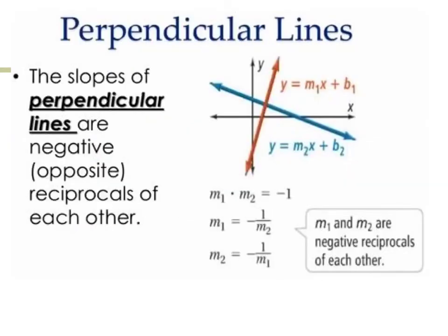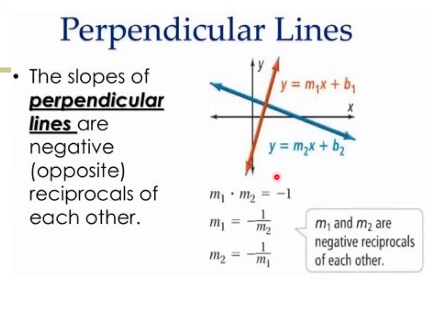Looking at perpendicular lines, when we're writing equations of lines that are perpendicular to another line, our slopes are negative opposites. They are also reciprocals of each other. So what I mean when I say negative or opposite is, if you look at the blue line, this equation, it has a negative slope. It is also relatively flat. Looking at the red line, we have a positive slope and it is extremely steep.